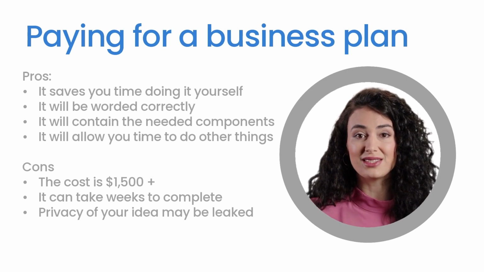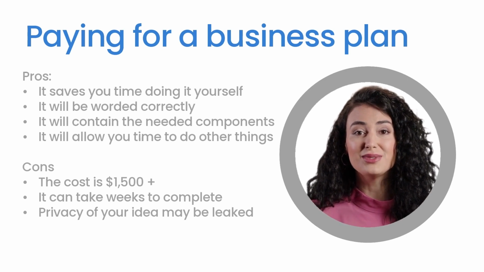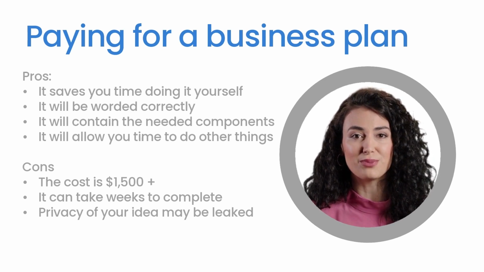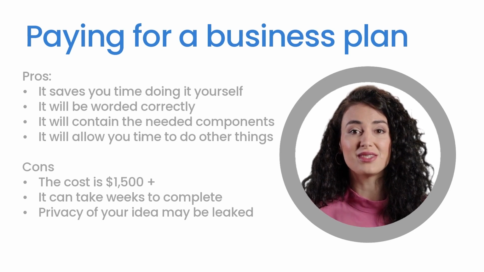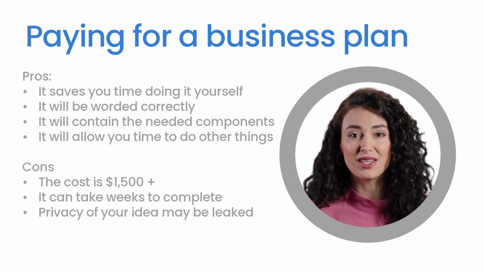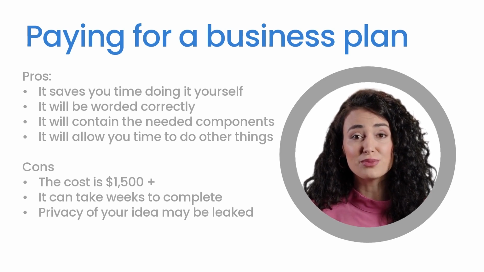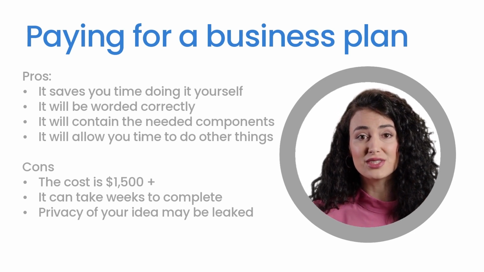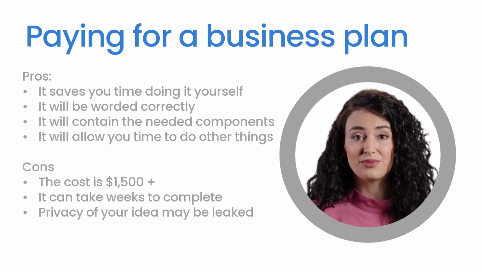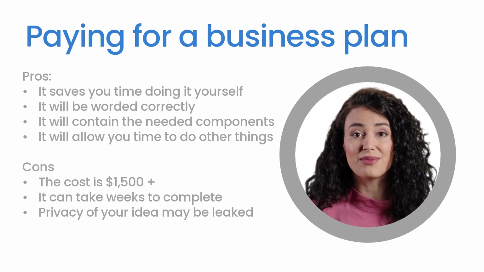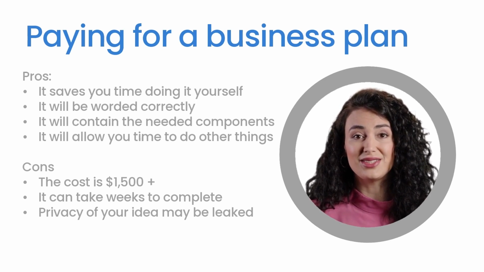Now, on the negative side of it, hiring help could be costly. A typical business plan starts at about $1,500 or more. If this isn't in your budget, you better start working on this on your own. A professional plan can also take time to complete. Typically, 6 to 8 weeks for a proper plan. Maybe in this case, time isn't on your side if you need it done sooner.